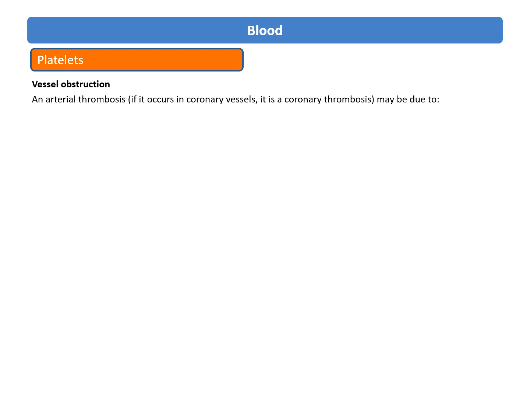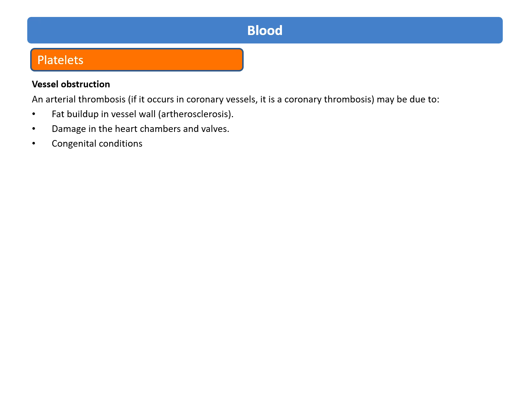An arterial thrombosis may occur. If it occurs in the coronary vessels, it's called a coronary thrombosis. It may be due to a fat buildup on the vessel walls, atherosclerosis, damage to the heart chambers and valves, congenital conditions, and bacterial infection.